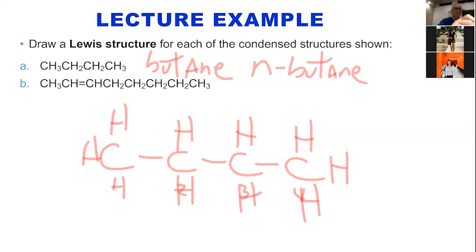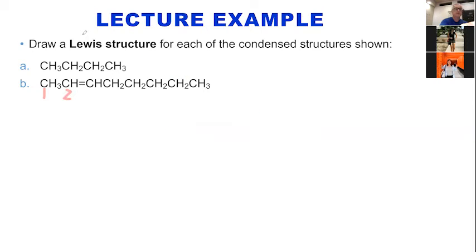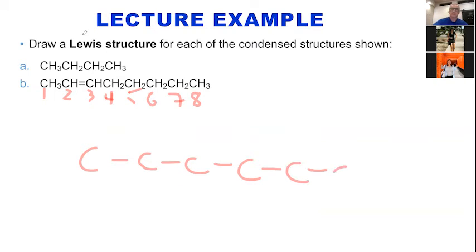Now the next one, I've got 1, 2, 3, 4, 5, 6, 7, 8. So there's 8 carbons in a row for this one. So I look and see how many hydrogens are attached to each one. So the first one has 3. So 1, 2, 3. Now look what happens between carbon 2 and carbon 3.